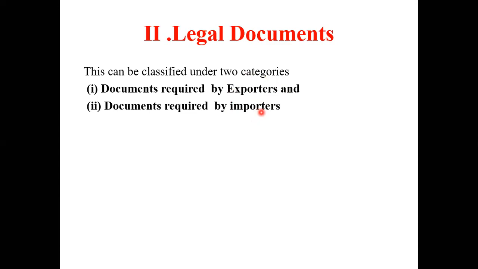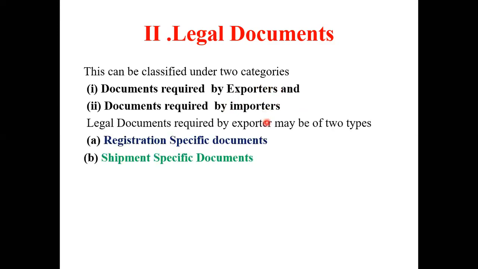So again I am repeating that there are documents required by the exporter as well as documents required by the importers, and the documents required by the importers will be provided by the exporter. Let us see what documents are required by the exporter. The legal documents required by the exporter may be classified under two categories. One is a registration specific document, another one is the shipment specific document.